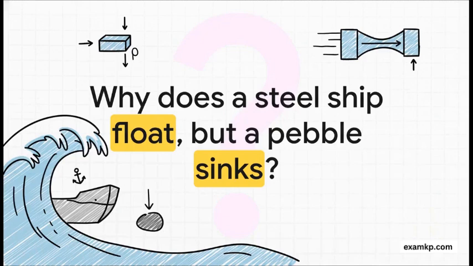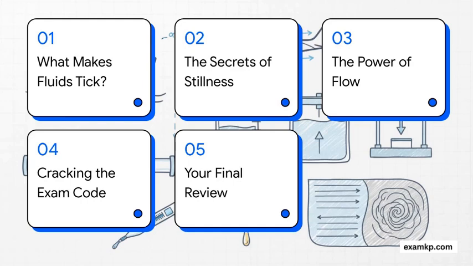Okay, so let's really tackle that first question. It's a classic physics puzzle for a very good reason. How can something so incredibly heavy, made of a material that we know sinks, just float so easily, while a simple little rock just plummets straight to the bottom? The answer to this is all about pressure, density, and displacement, and it lies in the physics we're about to unpack.